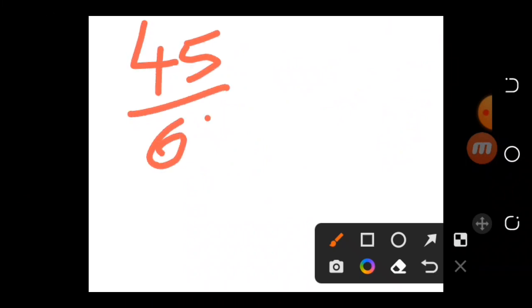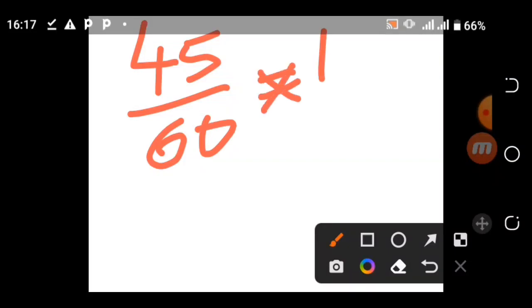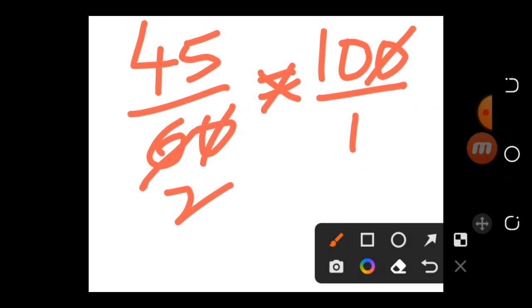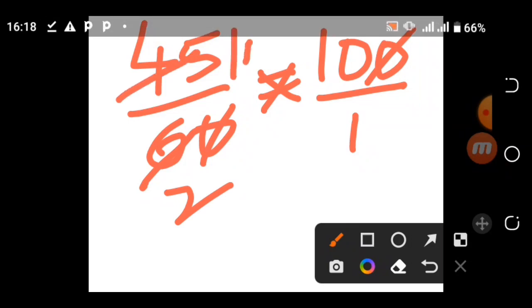So you're now going to have 45 over 60, because 1 hour is 60 minutes, times 100 over 1. Now you can cancel this, cancels that. Now let me use a common factor between 6 and 45. 3 can go here to give me 2. 3 going into 45 will give me 15.